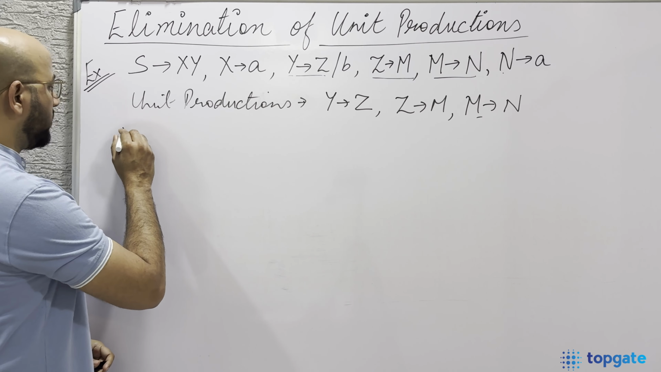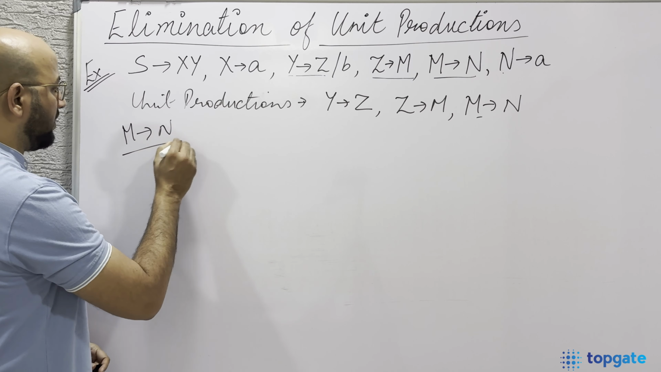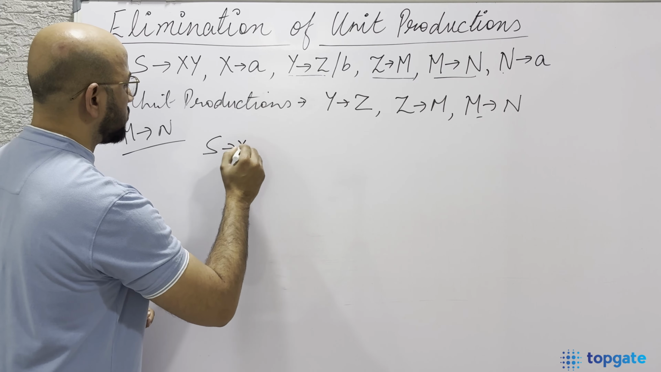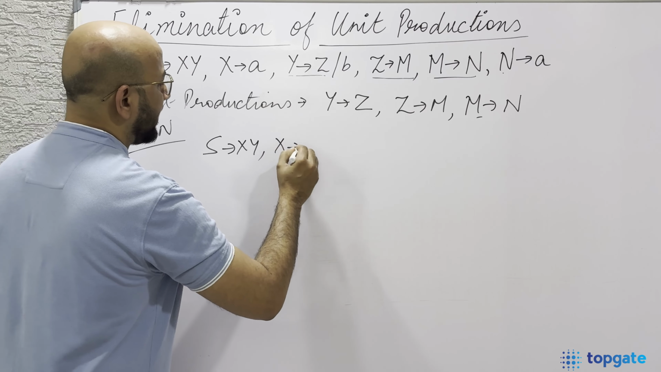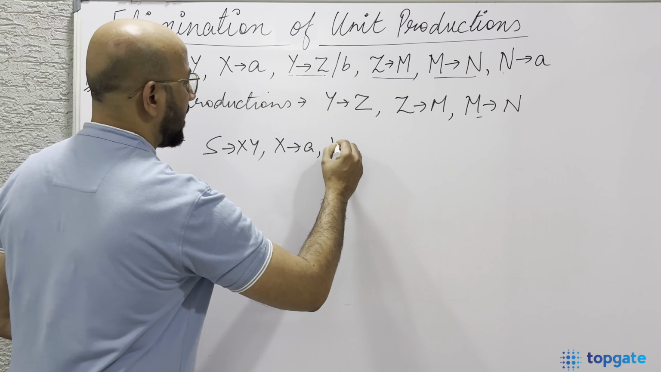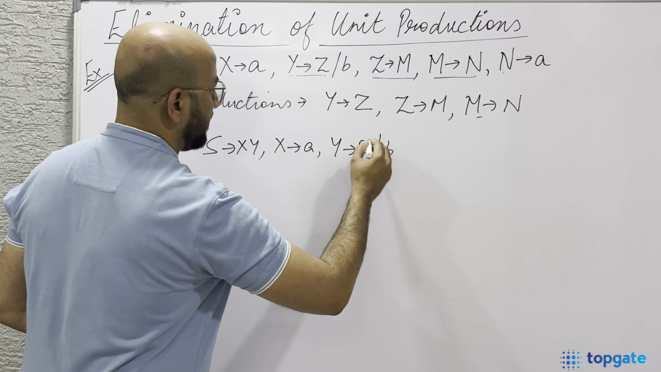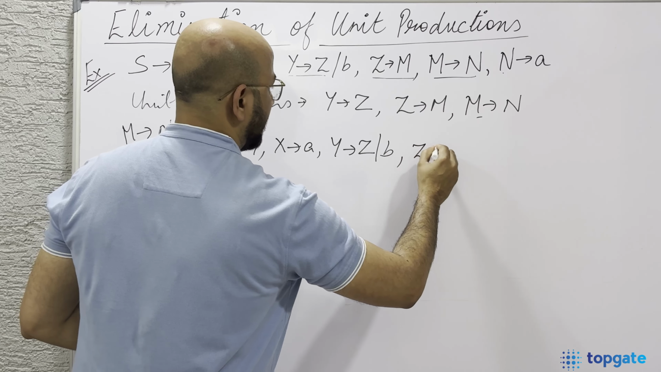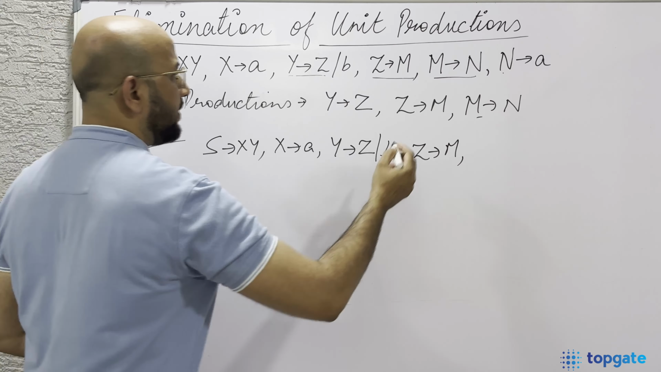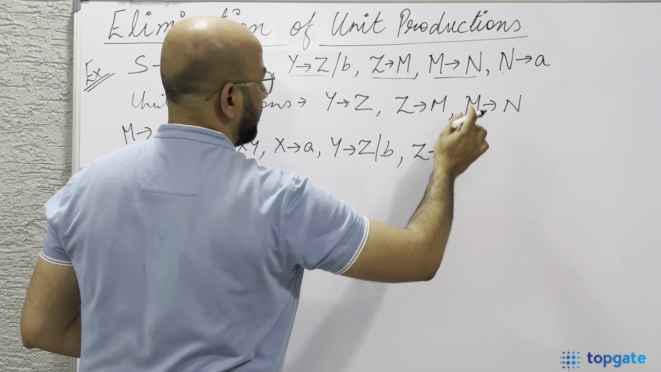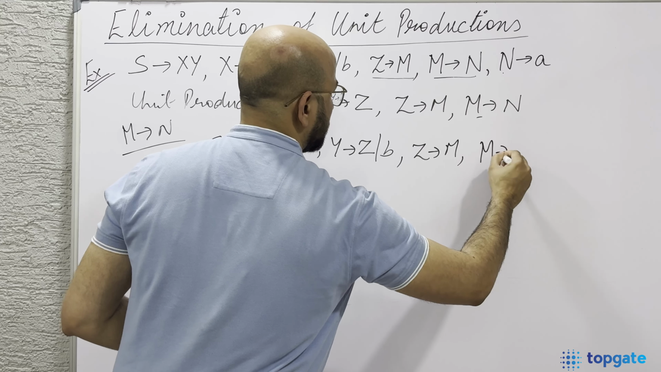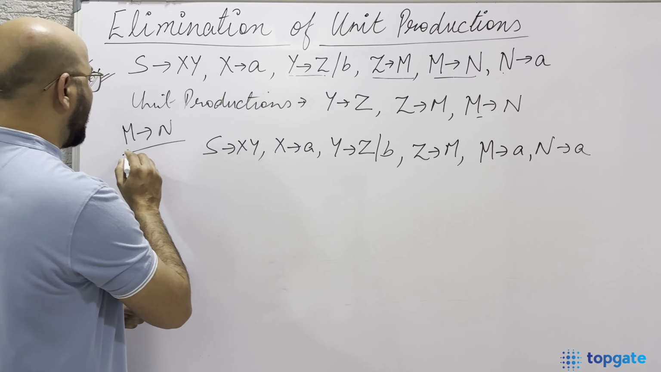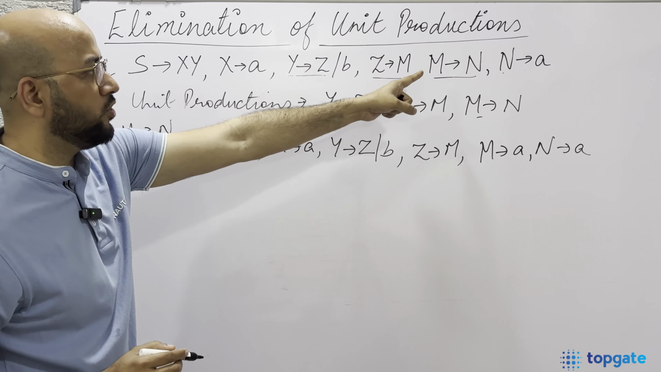If I eliminate the first one, that is m derives n, then what will happen to my grammar? I'll rewrite the rules again. s tends to xy will remain as it is. Then x tends to a remains as it is. Then y tends to z slash b remains as it is, because I'm only concerned with m tends to n right now. Then z tends to m will also remain as it is. And then I'll put a here on this n, so I'll get m tends to a and n tends to a. So this is my grammar after I have eliminated m tends to n, the last unit production in this context-free grammar.